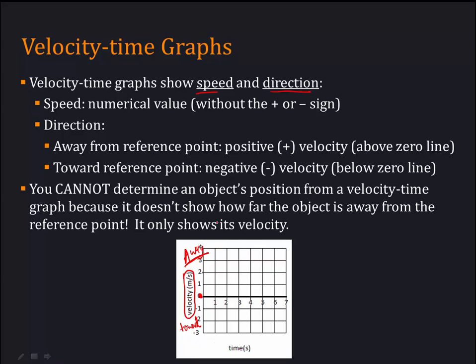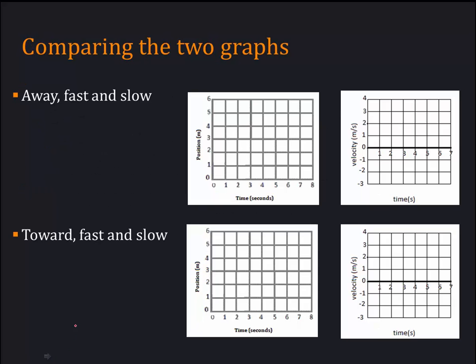And because it only shows speed and direction, you cannot find where it's at. You can tell me how fast it's moving, you can tell me which direction it's moving, but you don't know where it is based on just the velocity time graph.